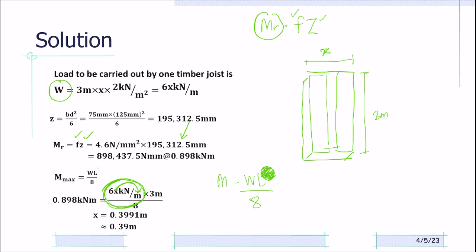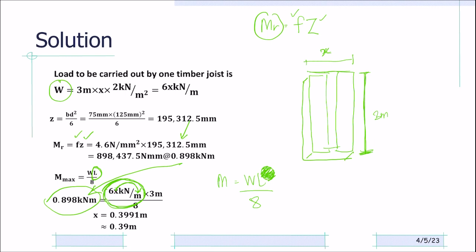Itu memang masih lagi beam, dia tak ada kaitan pun dengan floor, but it just that dia dah bagi uniformly distributed load dalam unit kilonewton. However, this is because we are calculating the load that comes from floor. Okay, so WL over 8. So L, given in the question, is 3 meter, divide with 8. Okay, Mx is 0.89, from the MR value. Then you will get the value of X is 0.399 meter.